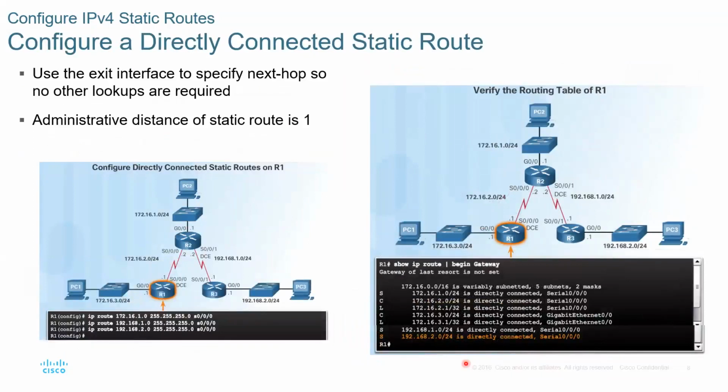Configuring a directly connected static route. An example on the left, once again, we have 5 networks, 1, 2, 3, 4, and 5. So we need 3 static routes, and instead of next hop address, we're using the local interface. Remember, a static route has an administrative distance of 1. A directly connected network has an administrative distance of 0. And over here, when we do show IP route, we see 2 directly connected networks, 2 local links, and then 3 static routes.